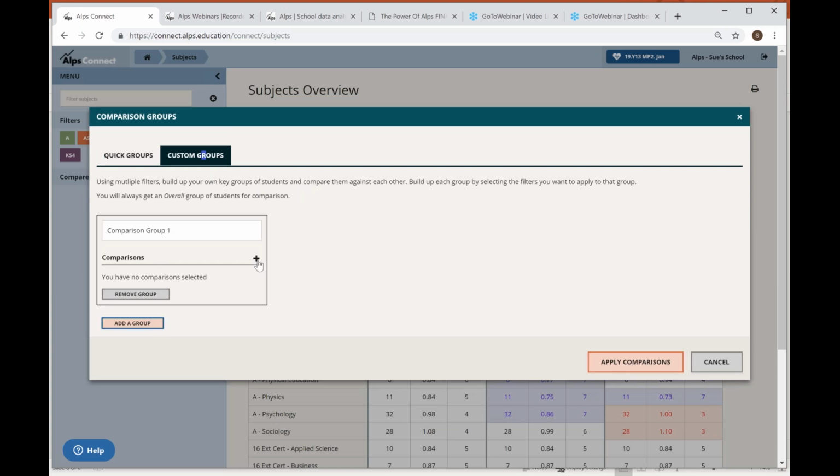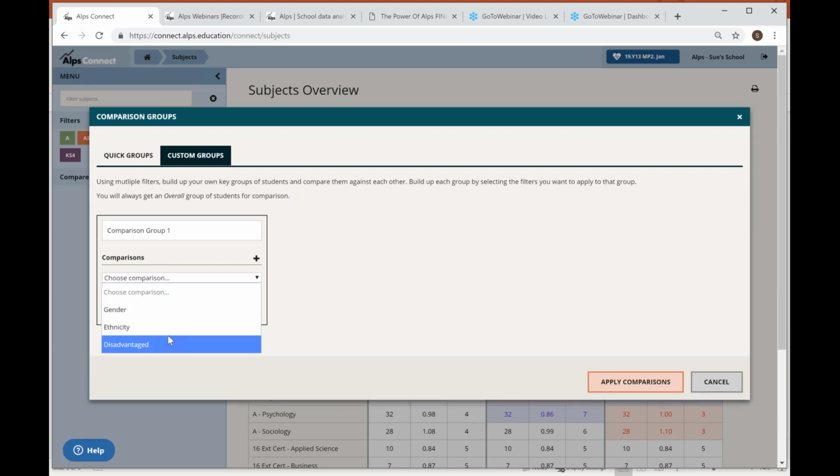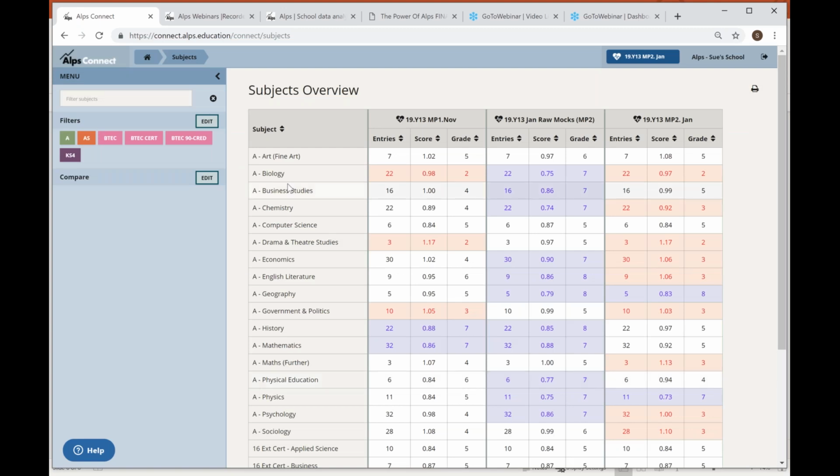For example, in my school, I've only got those, because I'm in year 13. I can add different comparisons to my data as I enter it, which I'll show you when I get to a year 11 grade point in a moment.